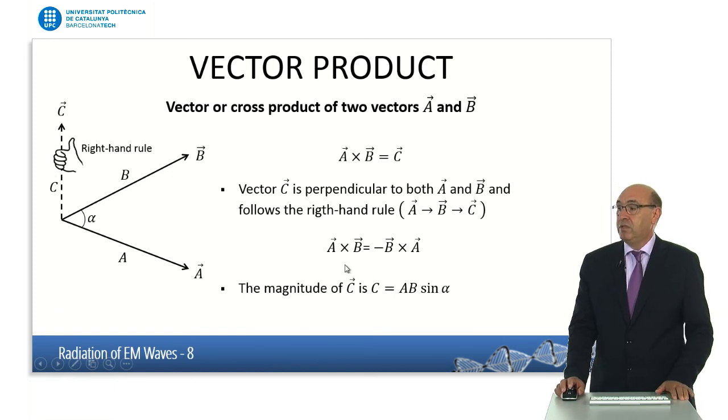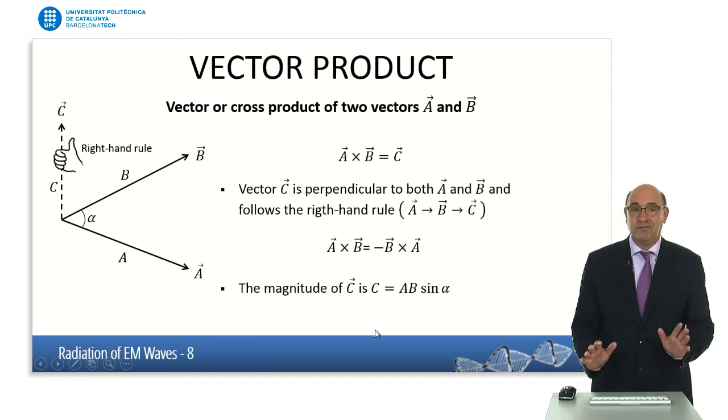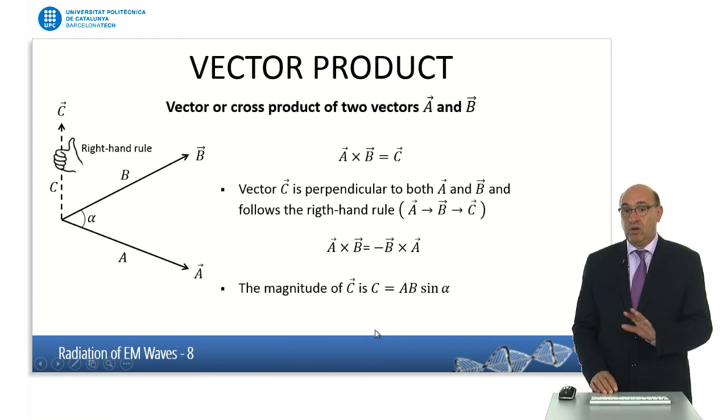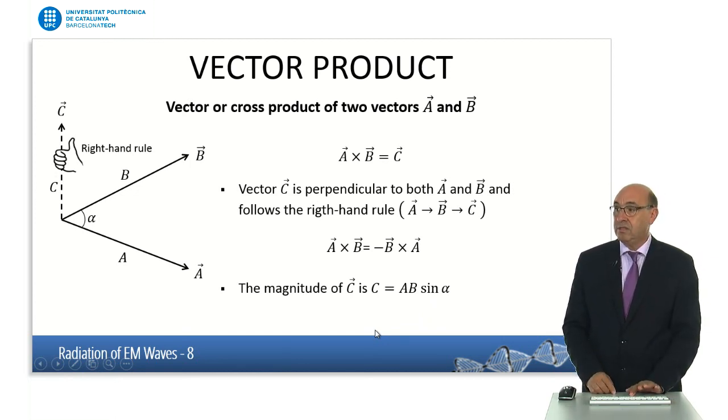And the magnitude of this product is going to be the product of the magnitudes of both times, in this case, the sine of the angle. So it's a different product, not only because of the numbers you get, but also because in this case, the result is a vector.